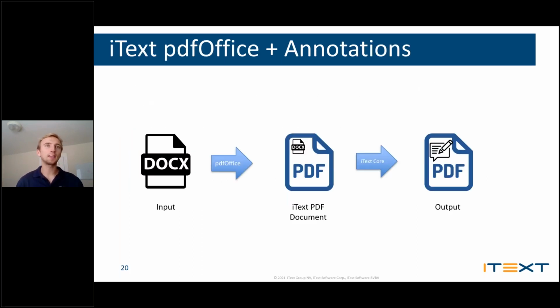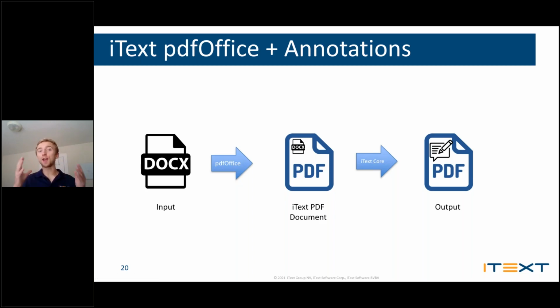So going through this at a very high level, this is how this use case might look. This is a very simple kind of workflow here, but we have a docx, let's just say. We utilize PDF Office to convert that into an iText PDF document. And then we'll utilize iText Core to programmatically, as part of a batch process, annotate our PDF documents. Again, utilizing this more kind of lightweight standard.